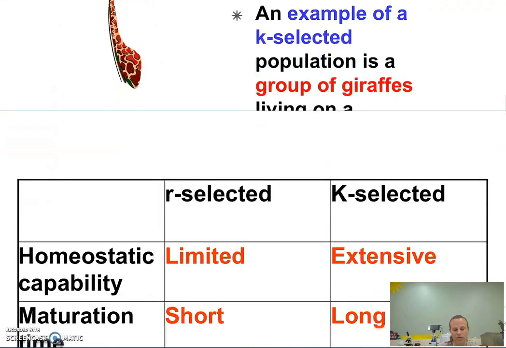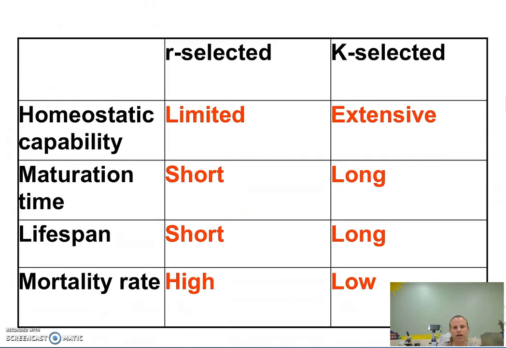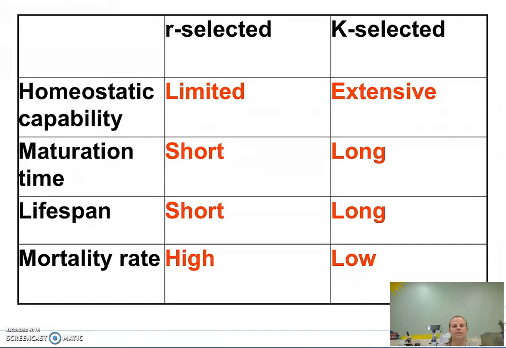So let's look at this summary chart, which compares and contrasts R-selected and K-selected organisms. R-selected organisms have a limited homeostatic capability. They don't have extensive nervous systems or extensive feedback mechanisms to help them maintain homeostasis, whereas K-selected organisms do have extensive homeostatic capability. They have extensive nervous systems and mechanisms that help them maintain homeostasis.